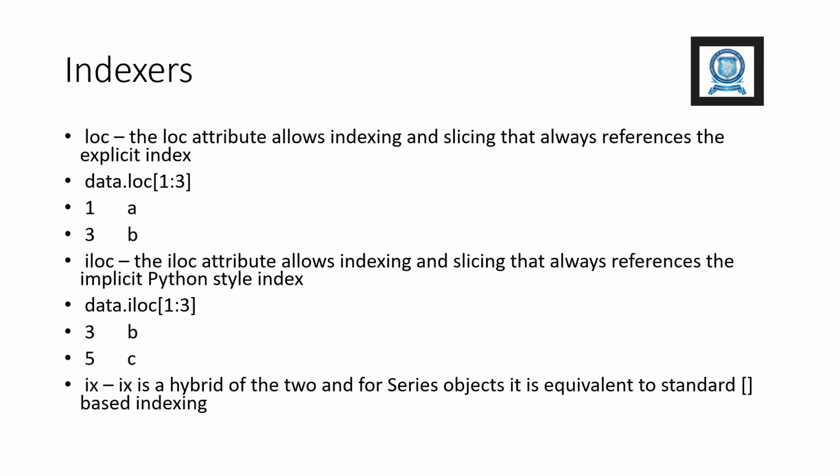iloc: this attribute allows indexing and slicing that always references the implicit Python-style index. data.iloc of 1 colon 3. That is, the values b and c are printed. ix is a hybrid of the two, and for Series objects it is equivalent to standard square bracket based indexing.